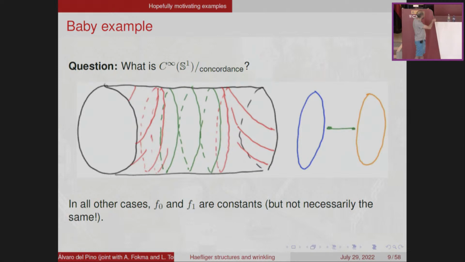And what is the point? Now you can observe that if I have a constant here, I can easily find a concordance between any other constant, right? Because I take the value of the constant here, it changes along the green interval, and then the other constant is at the other side.